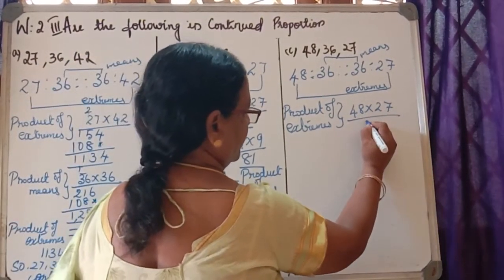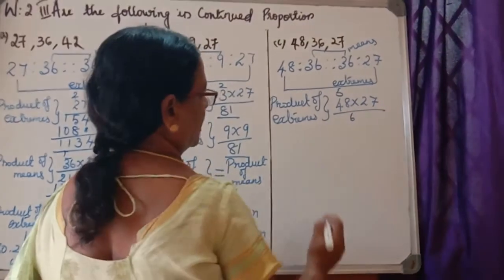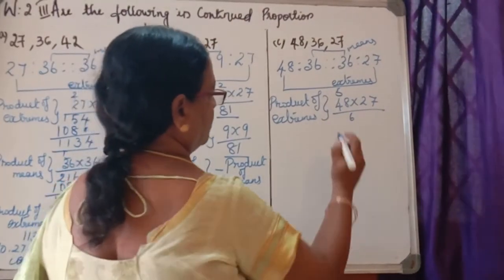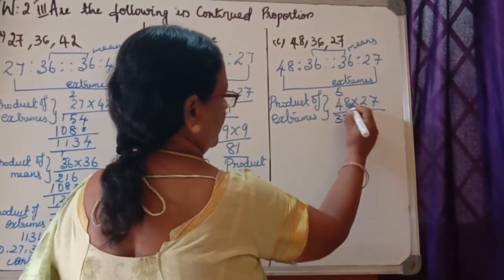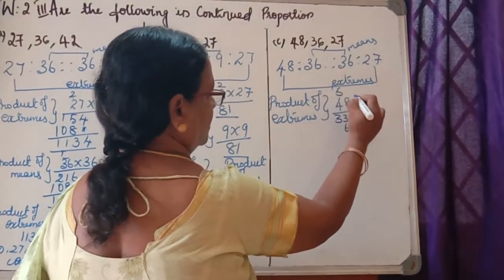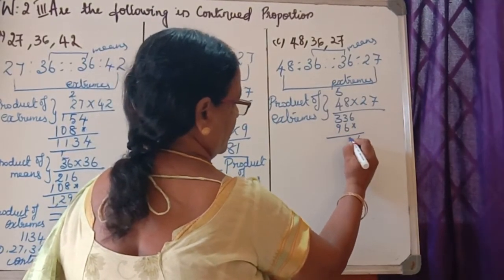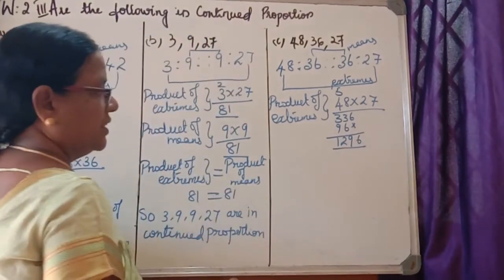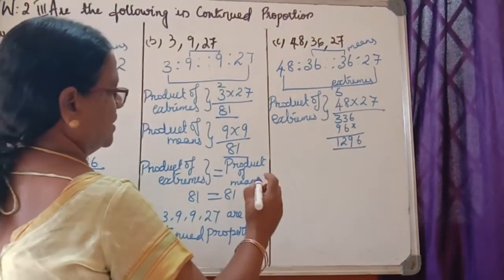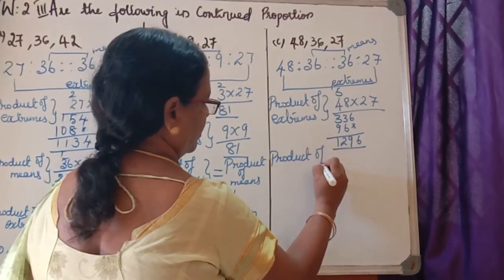7 8s are 56. 7 4s are 28, 28 plus 5, 33. 2 8s are 16, remainder 1. 2 4s are 8 plus 1, 9. 6, 9. So the answer is 1296. Now we'll find out the product of means.